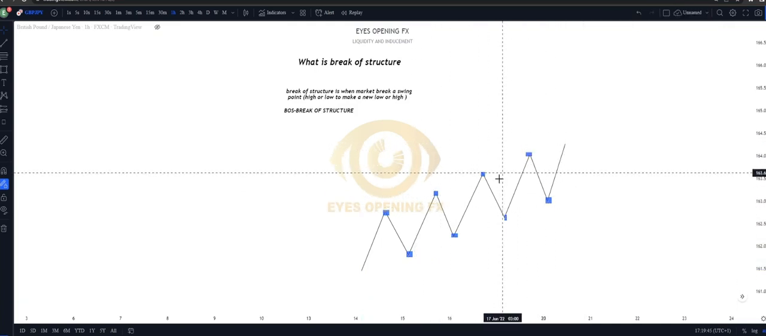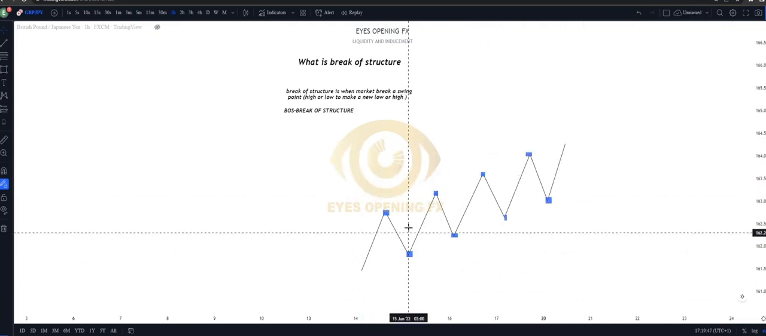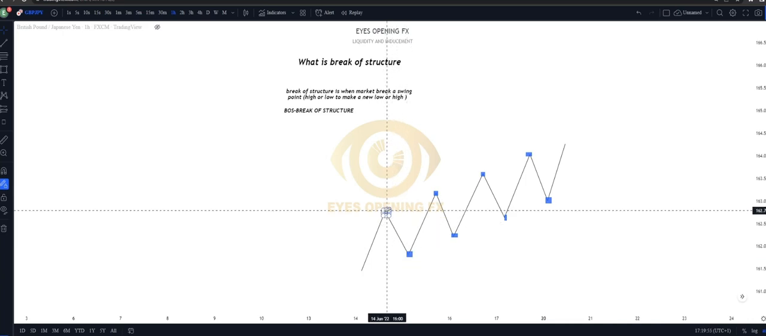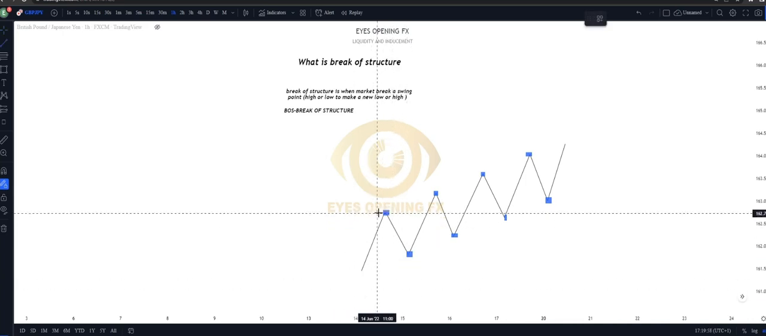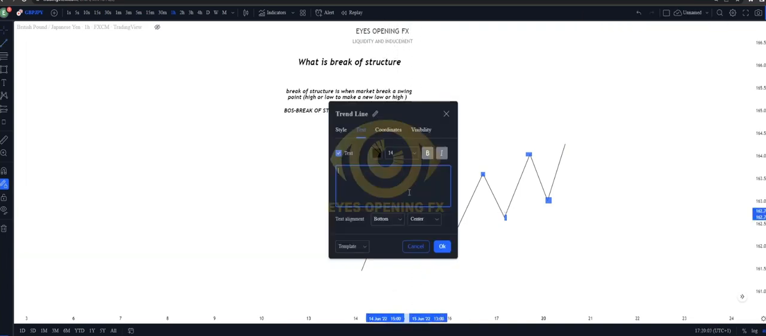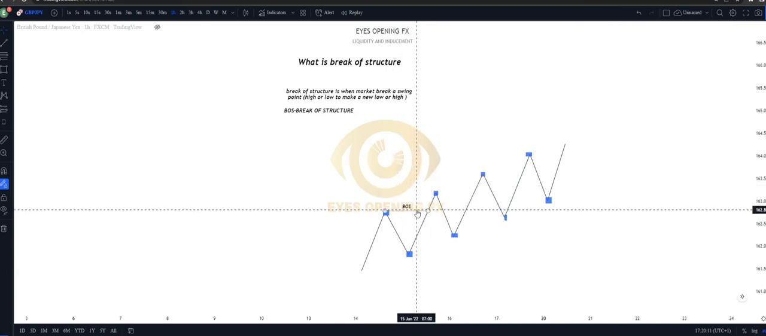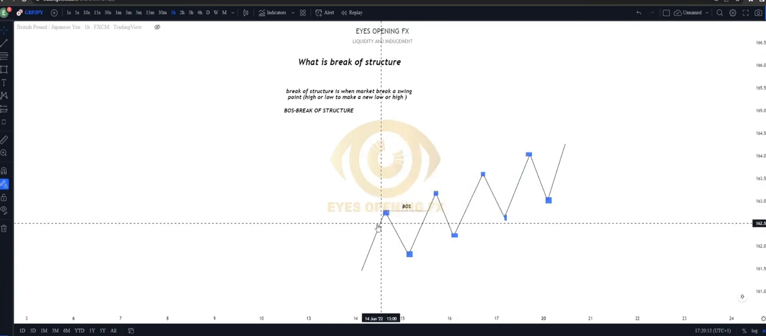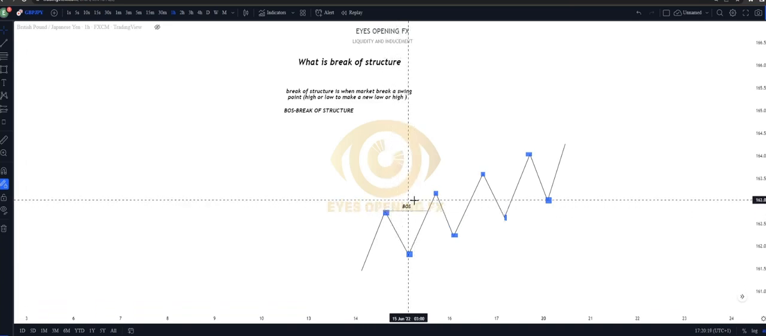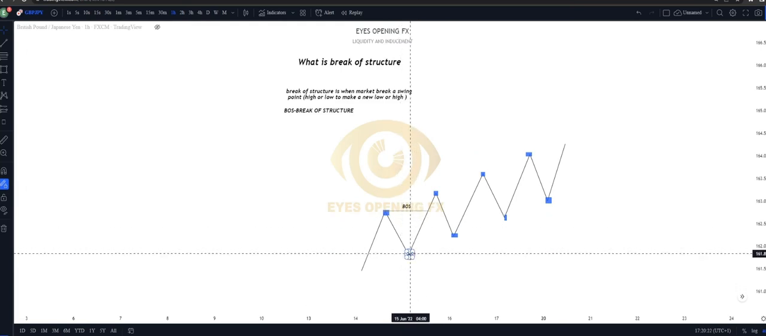The idea behind it is that this high is higher than this low. That's why we call it a high. Because it's a high, when the market breaks the high of it, we call it break of structure. When the market breaks this high, it has broken a swing point, and we call it a break of structure. Now this is a low.